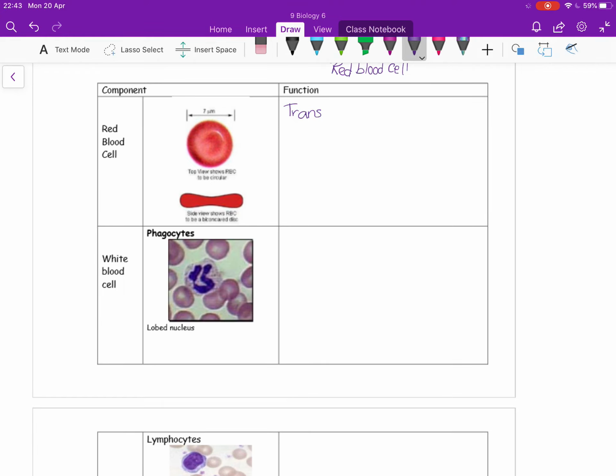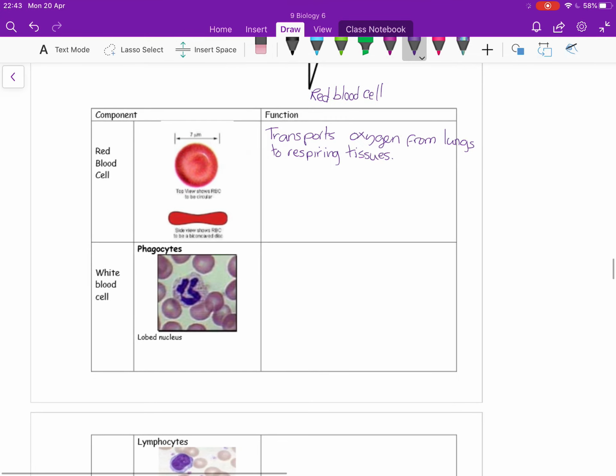Okay, quite a lot to say for all of these different cell types, but the overall function of the red blood cells is transporting oxygen from the lungs to respiring tissues. There are a lot of adaptations that contribute towards the red blood cells being really excellent at transporting oxygen from the lungs to respiring tissues. One of which is this unusual shape. So we describe it as being a biconcave disc because it goes in on two sides.